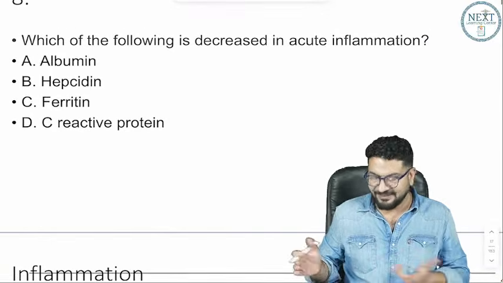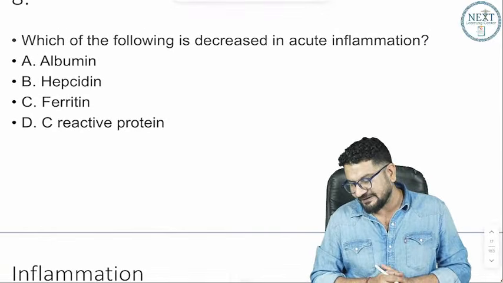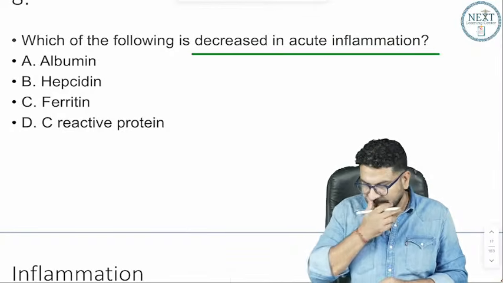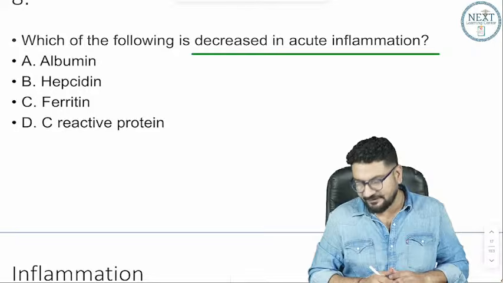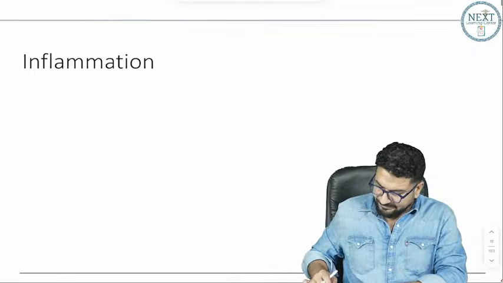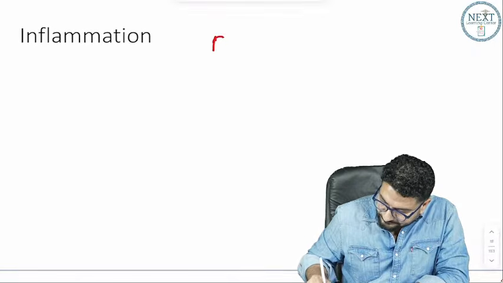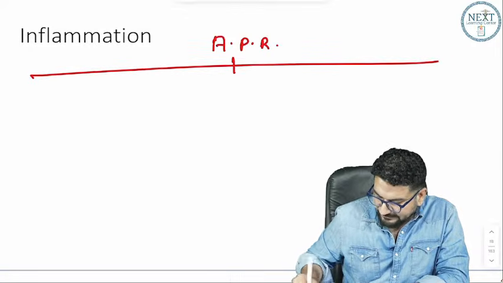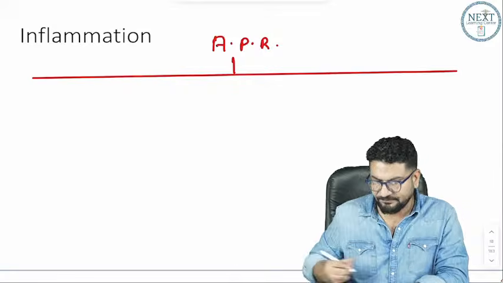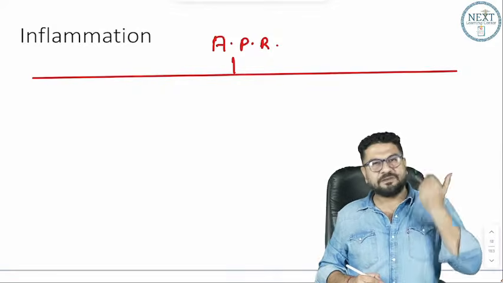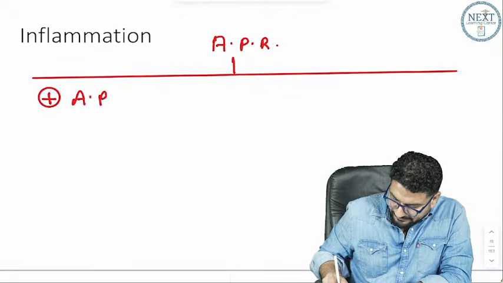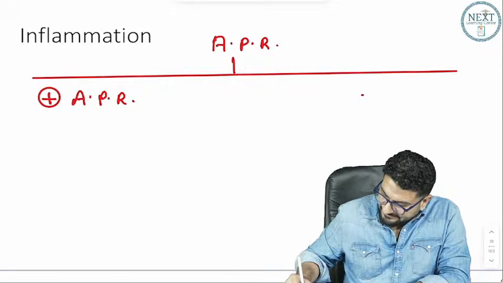This is again an easy question which came in the exam. Which of the following is decreased in acute inflammation? Very, very important. Now, these are basically acute phase reactants, which we call APR. Understand this thing. Something in the body increases whenever we have inflammation. So what do we call them? We call them positive APR, meaning positive acute phase reactants. And something will decrease.